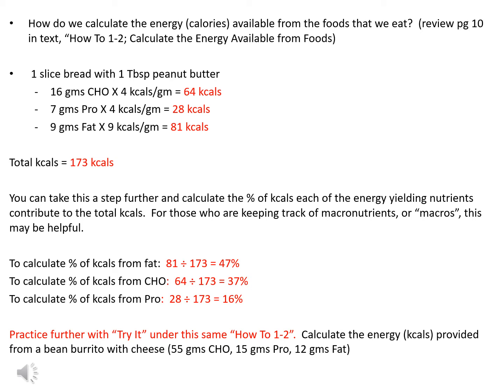So to figure out these percentages, you could see our example here. If you want to know the percentage of calories coming from fat in a particular food, it's going to be a simple division. So in this case, those 81 calories coming from fat, you divide by the total amount of calories. So this particular food is giving you 47% of its calories coming from fat.